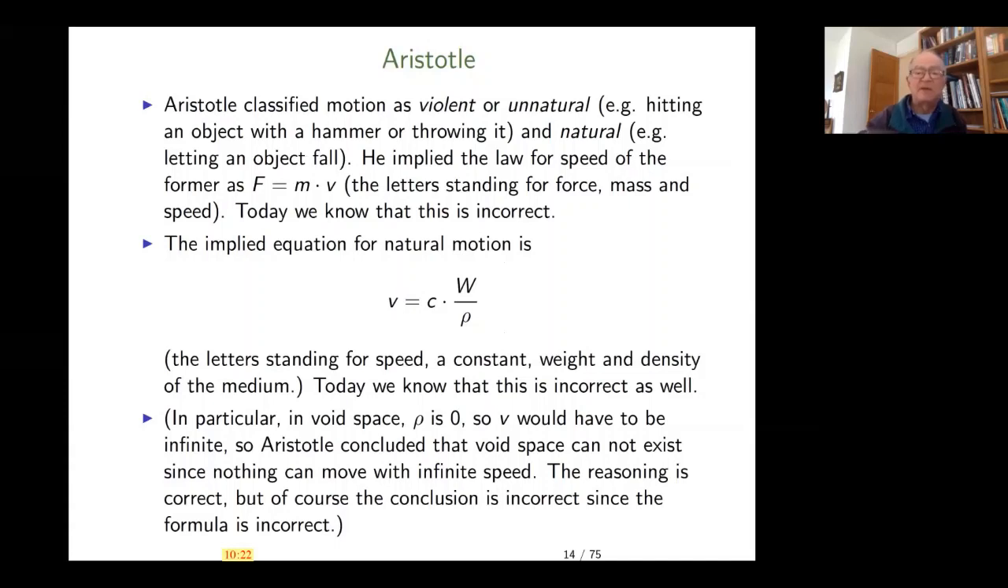By the way, from this, Aristotle concluded logically that void is impossible, that void doesn't exist, because he said if void existed, the density in the denominator would be zero, which would mean that the velocity is infinite. And there is no infinite velocity. Nothing is infinite on Earth. So he said that vacuum cannot exist. It's an incorrect conclusion from an incorrect premise.